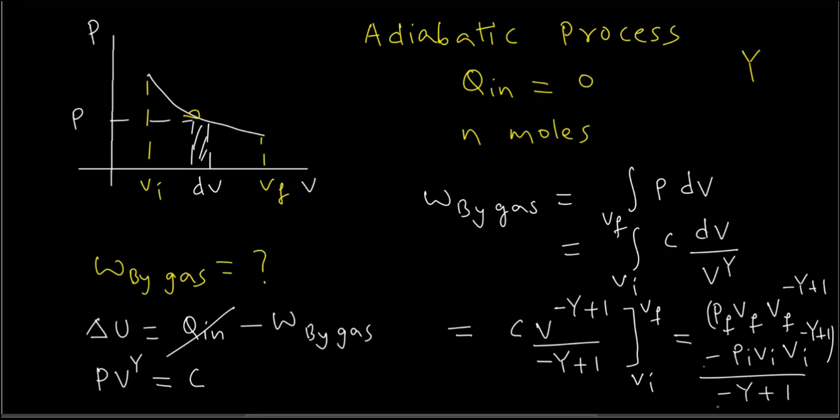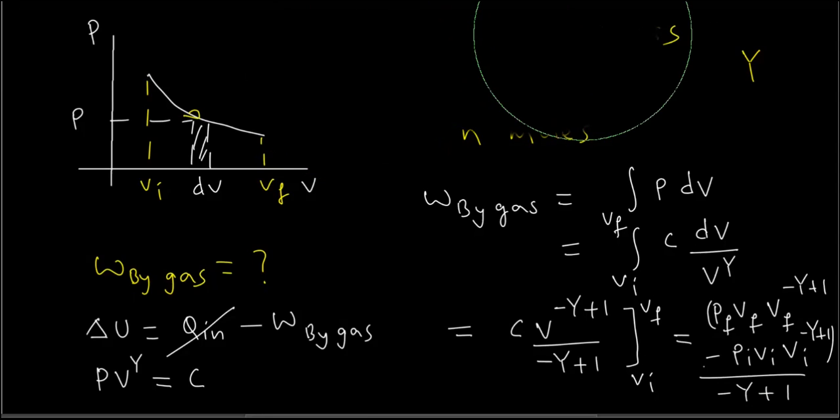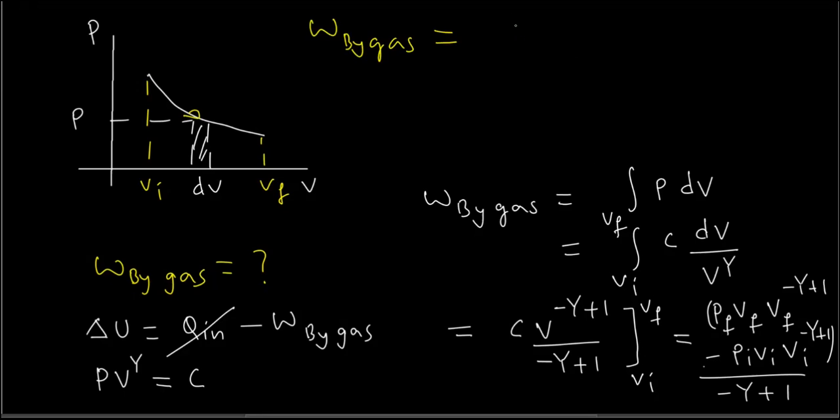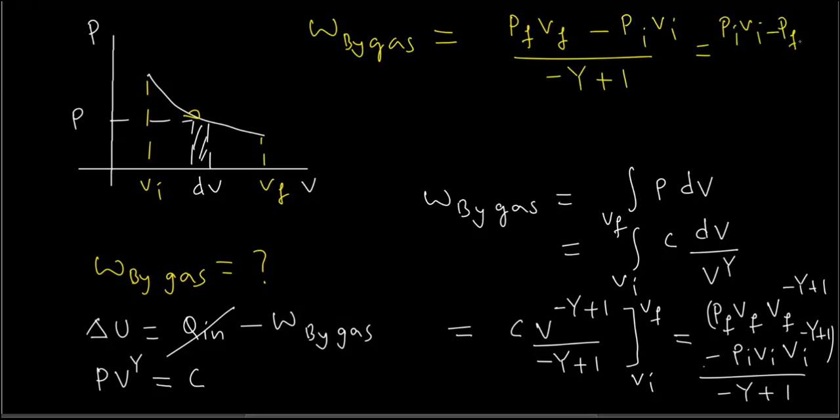Now, what this will give me is, if I look at the volumes, V final into V final raised to minus gamma, so that becomes 1. So your work done by gas, I'll write it here. Maybe I'll erase this stuff. So the work done by gas I can write as P final into V final minus P initial into V initial by minus gamma plus 1. Or if you want to write gamma minus 1, you can write P initial V initial minus P final V final by gamma minus 1.